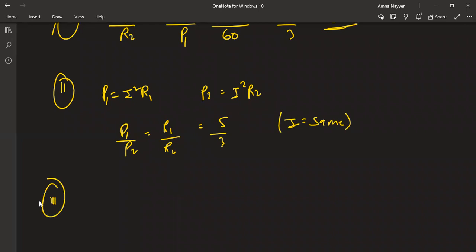Last is, the last was what? Potential difference across the bulb. No. So see, potential difference across bulb 1. V1 will be IR1.